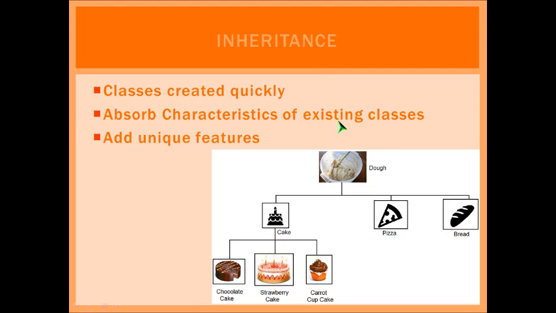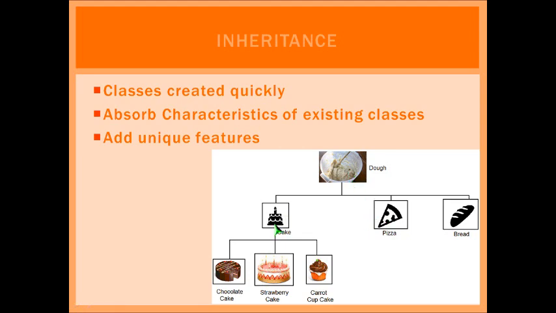You will create a class to do one thing, such as to create dough. And then you know that dough can be used to make different things. We can, for example, make a cake out of it. We can make pizza out of it. And we can make a bread out of it. But we don't want to write the code 3 times over. We want to write it once, and then let the cake inherit the properties of the dough. Let the pizza inherit the properties of the dough.